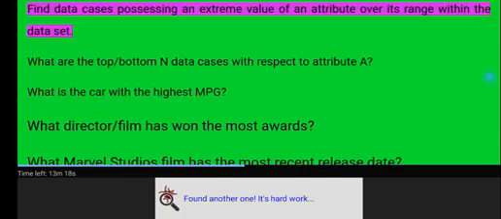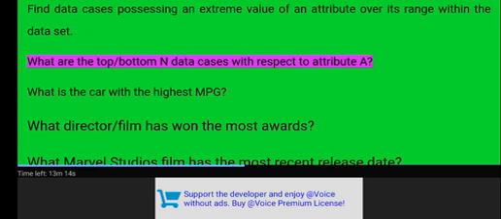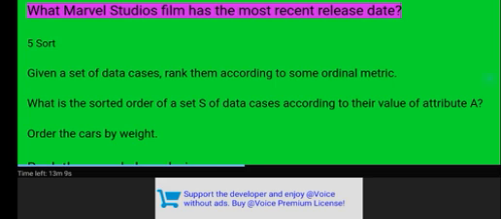4. Find extremum. Find data cases possessing an extreme value of an attribute over its range within the dataset. What are the top and bottom N data cases with respect to attribute A? What is the car with the highest MPG? What director's film has won the most awards? What Marvel Studios film has the most recent release date?